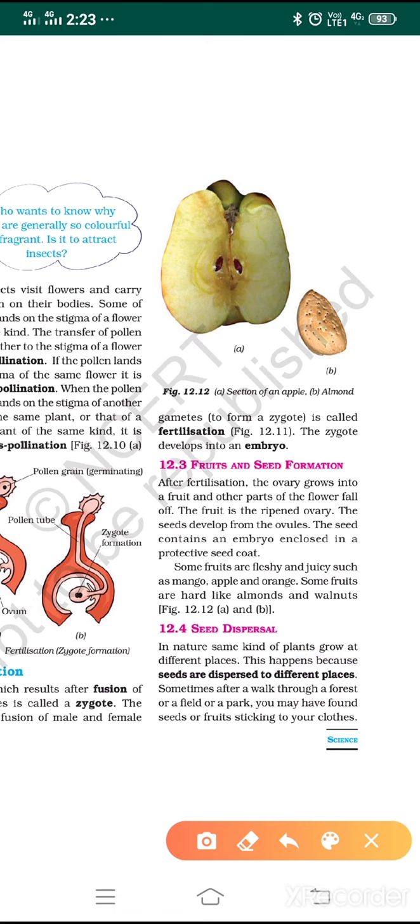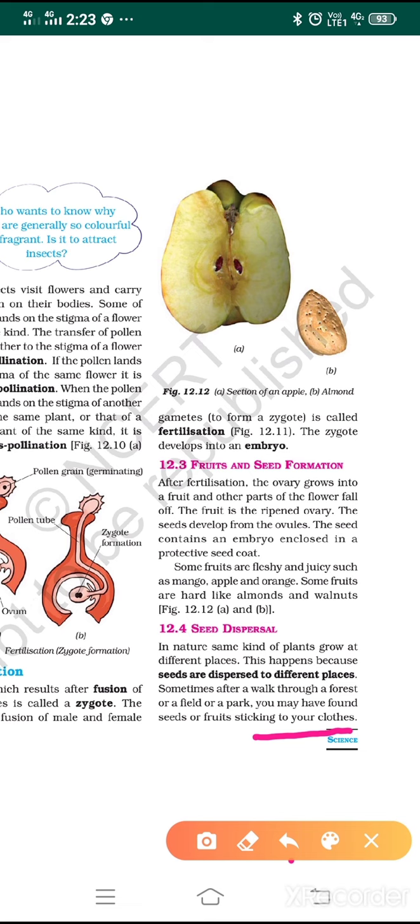Sometimes after a walk through a forest or a field or a park, whenever you go for a walk in a nearby forest, or a field near your home in the morning where you go for fresh air, or maybe a park, you will have found that seeds, or sometimes fruits, but most of the time seeds, are sticking to your clothes.